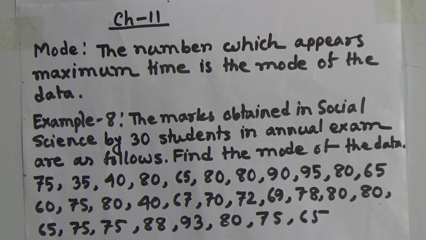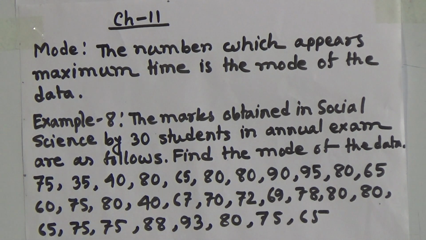My dear students, these numbers are not arranged. So when we want to find out mode, at first we arrange the numbers in ascending order or descending order. I repeat, at first we arrange the numbers in ascending or descending order. So here I arrange the numbers in ascending order. Solution: the data arranged in ascending order is given below.